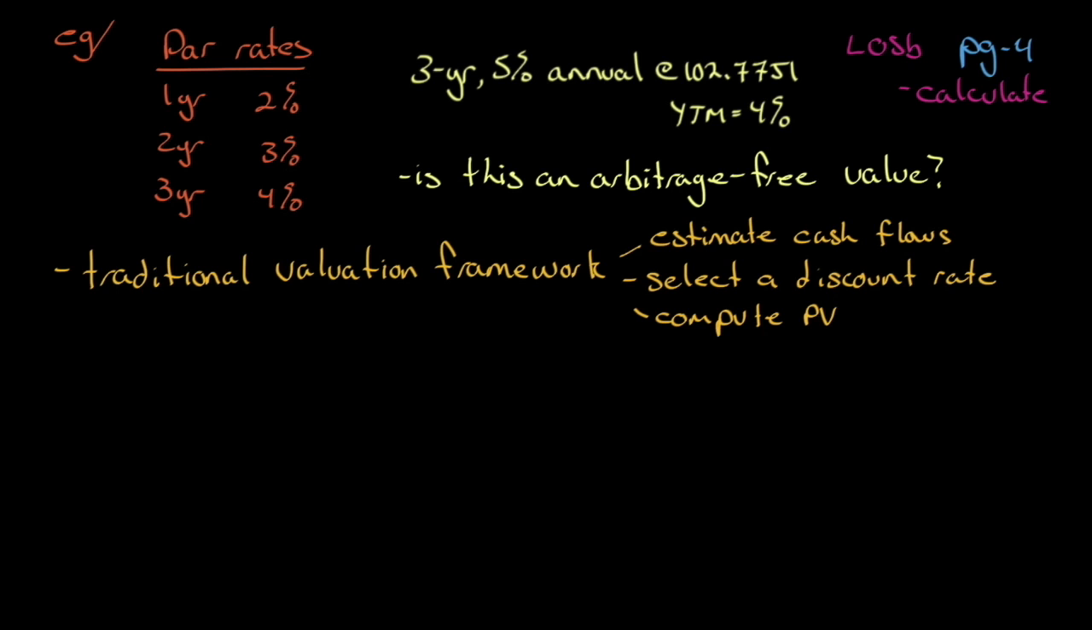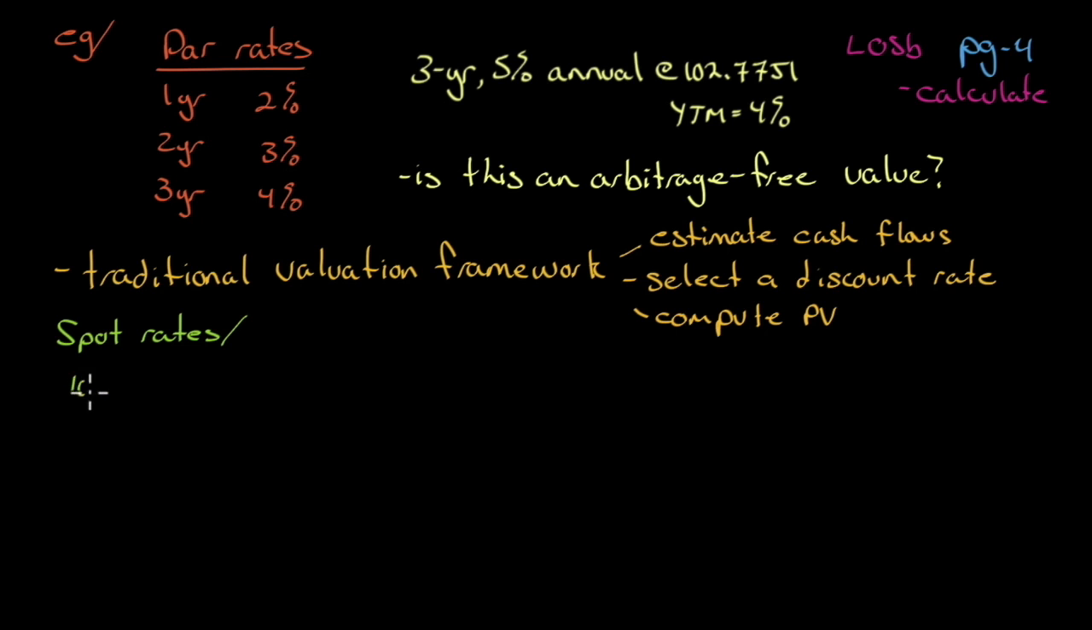Okay, so let's look at a longer example here. Let's say that we're given these par rates, 1-year, 2-year, 3-year par rates, and we're looking at a 3-year 5% annual bond at 102.7751 with a yield to maturity of 4%. Is this an arbitrage-free value? And this, we don't need more than our traditional valuation framework, which means we estimate our cash flows. That'll give us our numerator. We select a discount rate. In this case, we're going to use the spot rates per period, and we're going to compute a present value. So let's find our spot rates first of all.